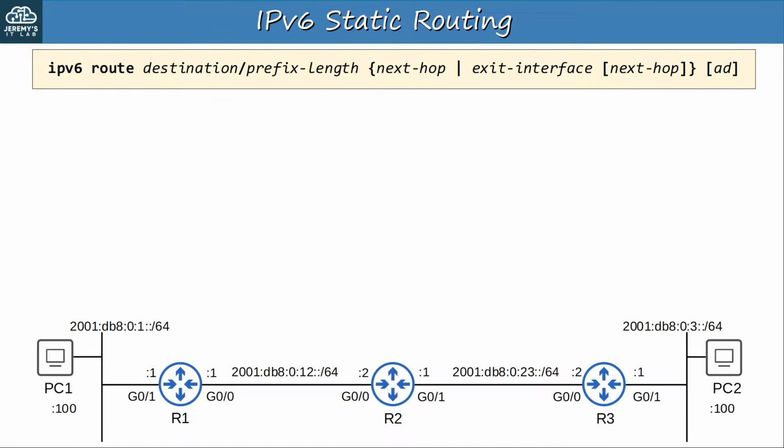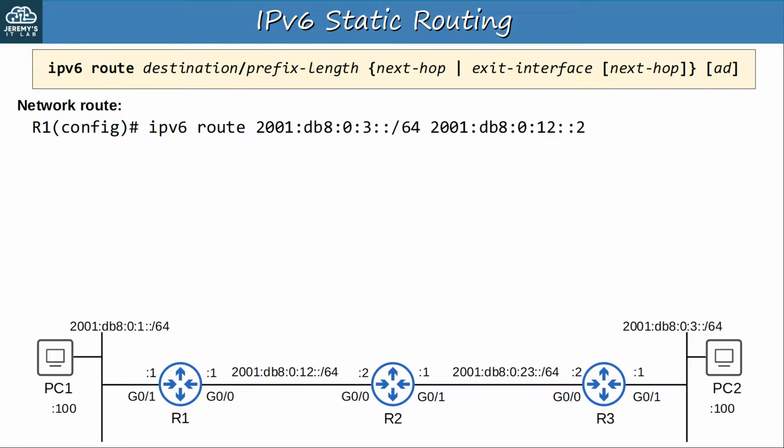Okay, let's look at an example IPv6 route from each type in the exam topics list. First up, a network route, a route to a specific subnet. I configured this route on R1. ipv6 route 2001:DB8:3::/64, which is the network connected to R3. Then I specify the next hop, 2001:DB8:12::2, which is R2's G0/0 interface. This tells R1, if you receive a packet with the destination in this network, send the packet to R2.